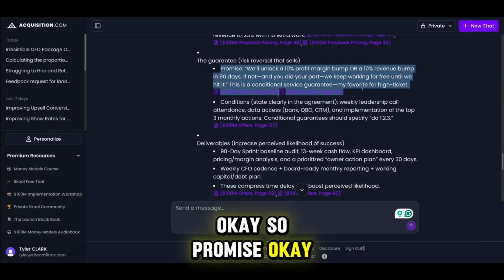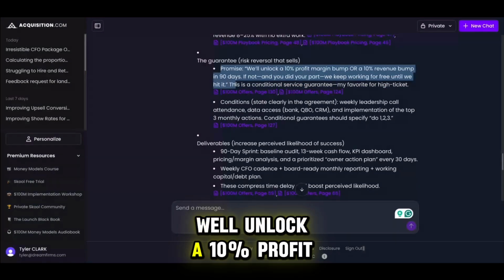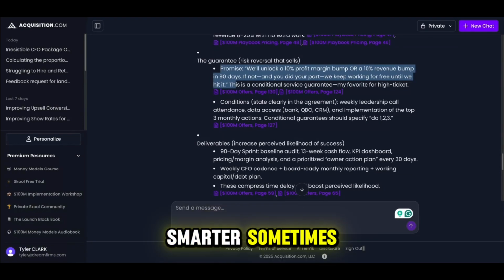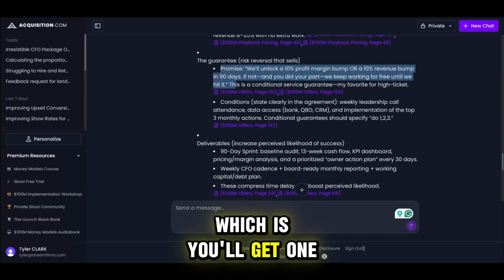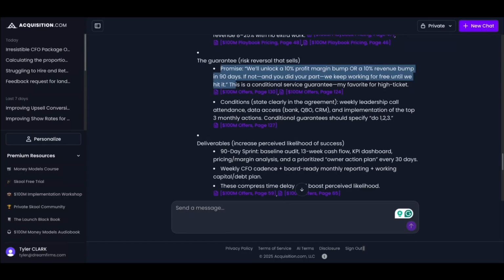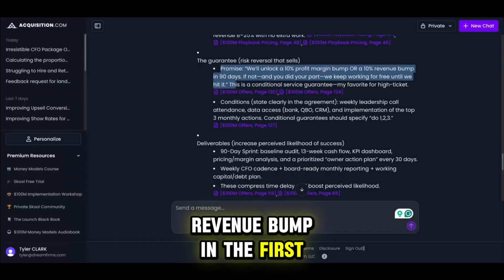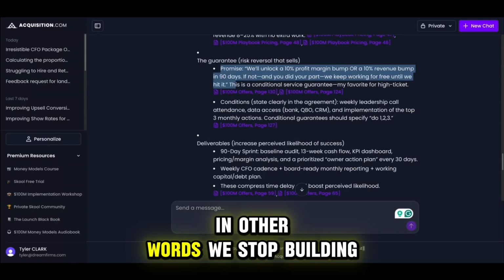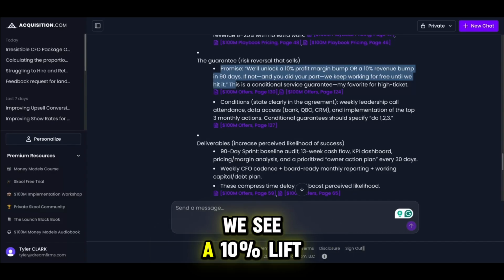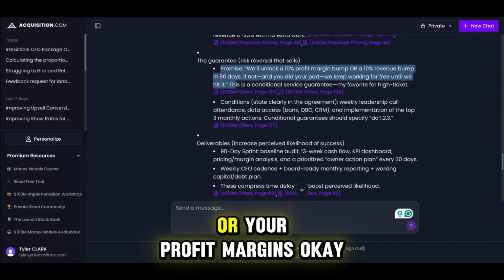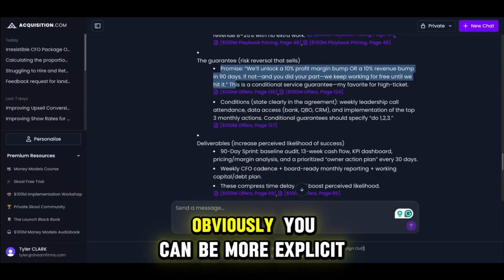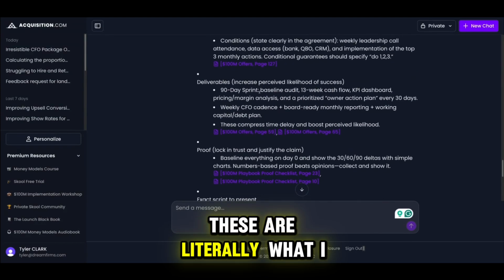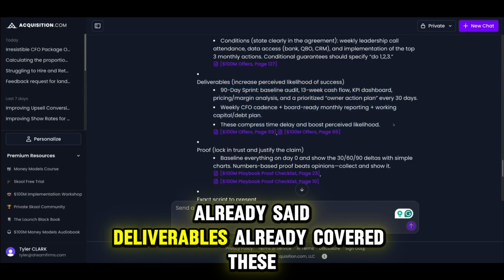So promise. Okay. We'll unlock a 10% profit margin bump, or this is, I said and, but the bot's a little smarter sometimes because you can hedge your risk on a guarantee, which is you'll get one of these two things for sure. Margin bump or a 10% revenue bump in the first 90 days. If not, and you did your part, we keep working for free until we hit it. In other words, we stop billing your card. We don't do anything until we see a 10% lift on either your revenue or your profit margins. Okay. Obviously, you can be more explicit in it. Conditions, ironically, these are literally what I already said. Deliverables, already covered these.